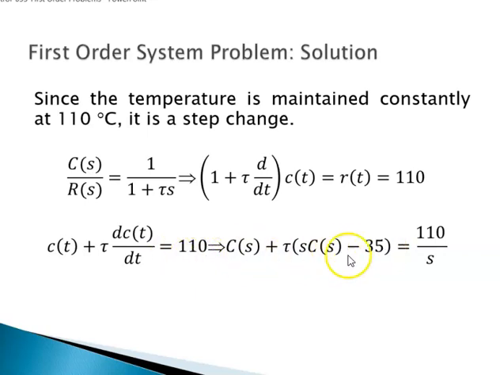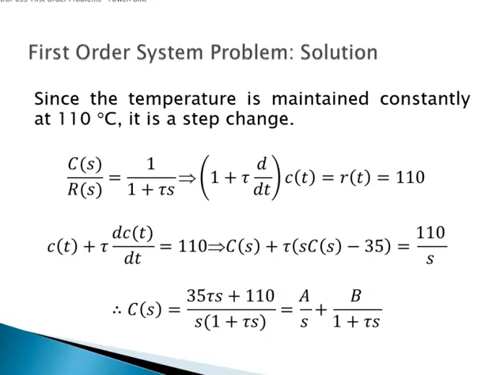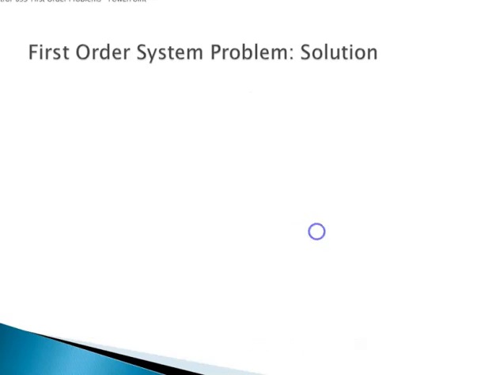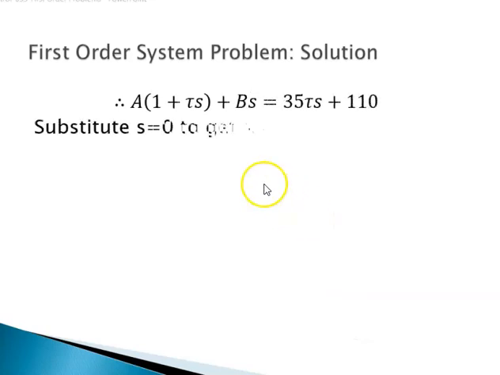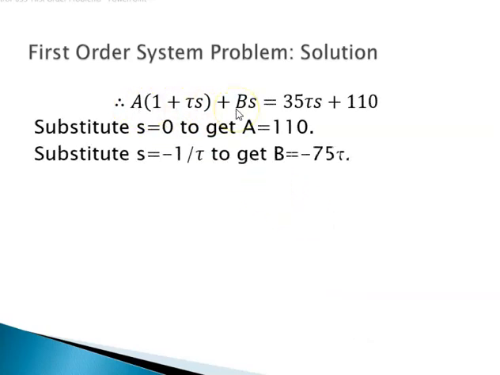If you take Laplace transform on either side, note that Laplace transform of a derivative is s times C(s) minus the initial condition at time t equal to 0. Go back to the previous slide and see what is the value of C at time t equal to 0. It is 35. So once you do this, you will write it down and split it into partial fractions and find the constants A and B.